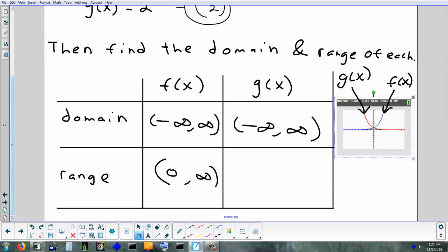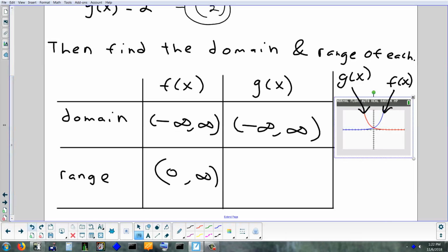I mean, if it went down forever, it would have to look something like this. Which I could make it do. I could take the graph in blue and I could mirror image it. And then it would go down forever. Or the graph in red, I could flip it. But if I don't flip it, just leave it like that, what's the range?